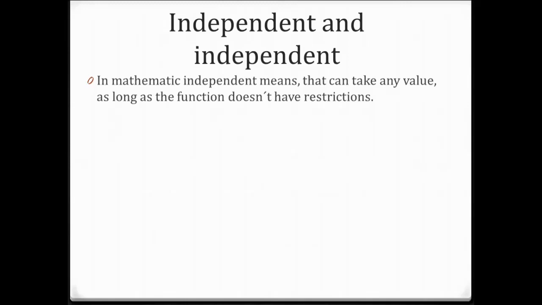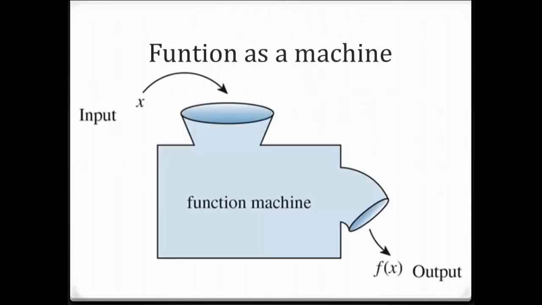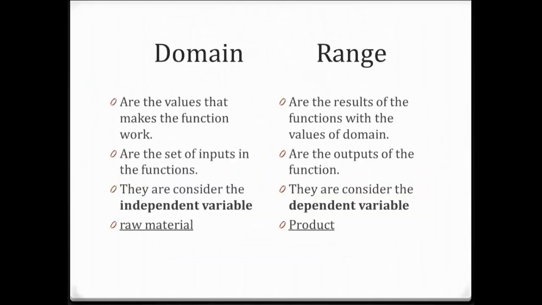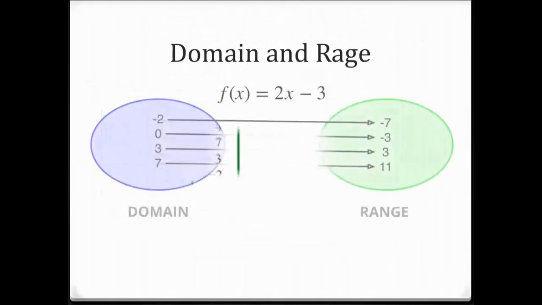Right now, independent means that you can take any value. So the domain is related with the independent variable. Here you can take any value you want. I took negative 2, 0, 3, and 7, but you can take 100, 1000, 1.02, 0.5, positive 1000, negative 1000, negative 1001, negative 0.2, any value you want. And then through that procedure, the function machine, you will get a result.